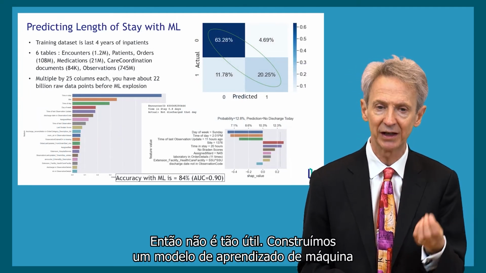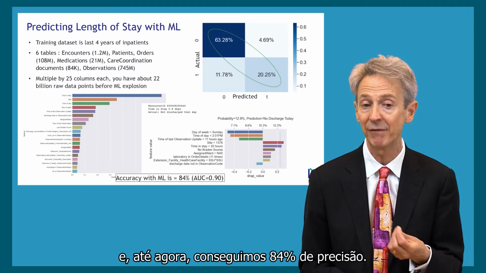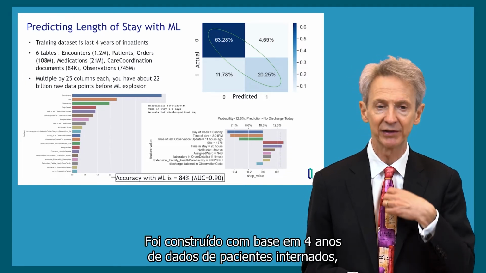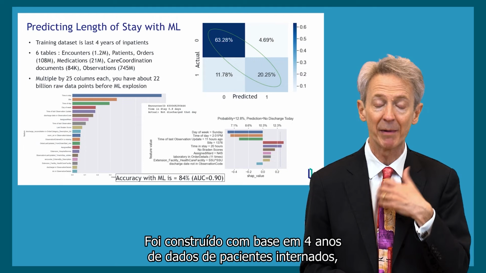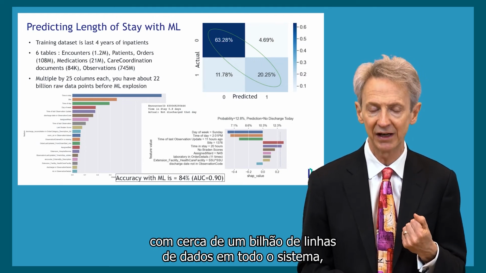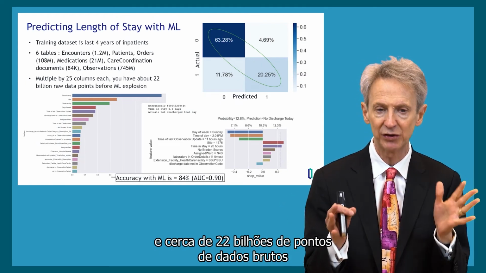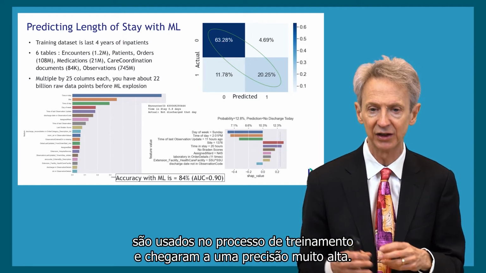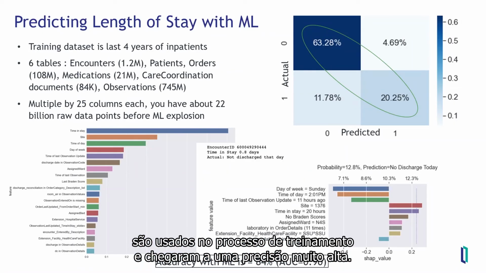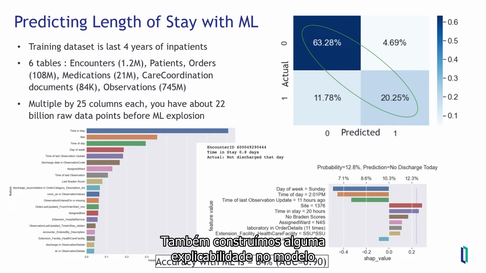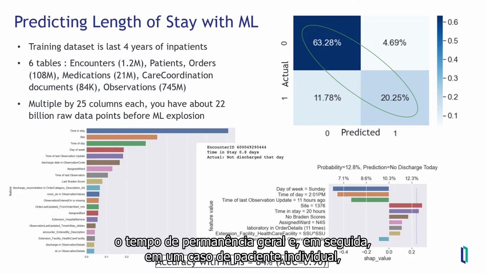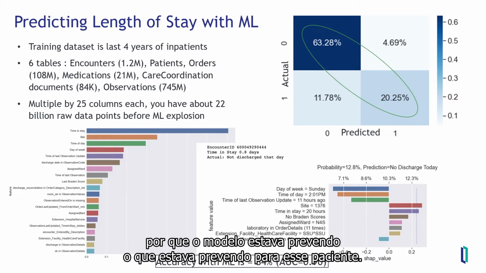We built a machine learning model, and so far we've got it up to 84% accurate. It was built on 4 years of their inpatient data, about 1 billion rows of data across the system. About 22 billion raw data points are used in the training process, and got up to that very high accuracy. We also built some explainability in the model to help the overall folks understand what drives length of stay overall, and then on an individual patient case, why the model was predicting what it was predicting for that patient.